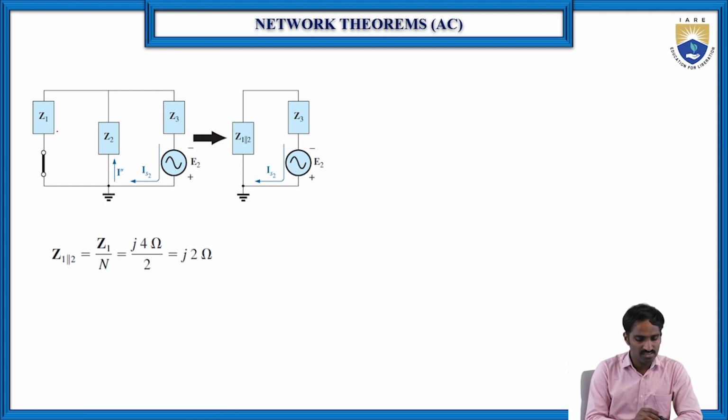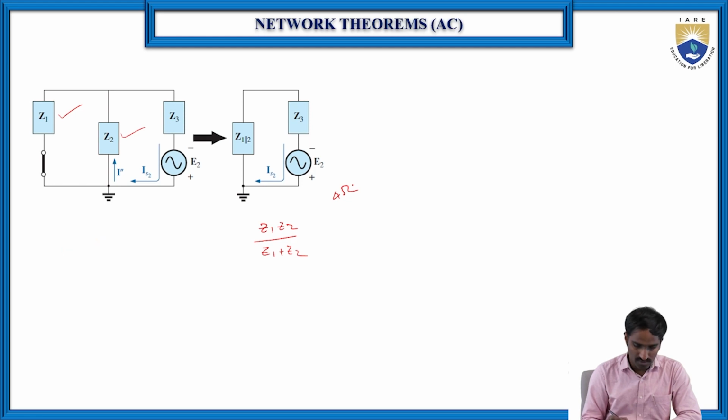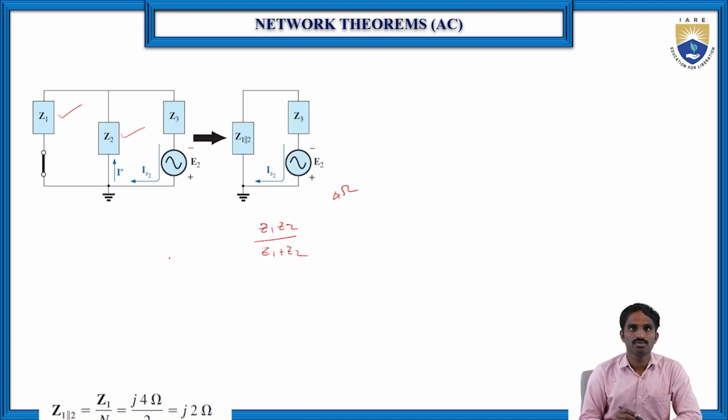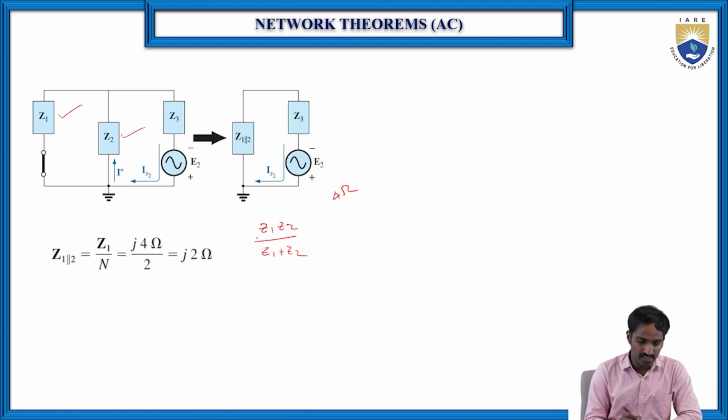Here we can simply write Z12 is equal to Z1 by 2, because the actual equation is Z1 Z2 by Z1 plus Z2, but the value of Z1 and value of Z2 are the same, which is J4 ohms. So instead of writing that, J4 ohms by 2, you will get J2 ohms, that is Z12.